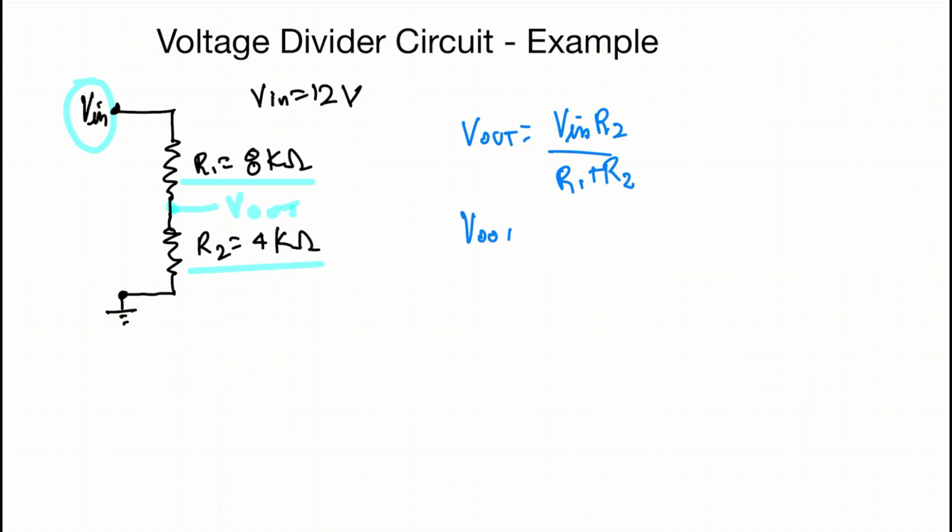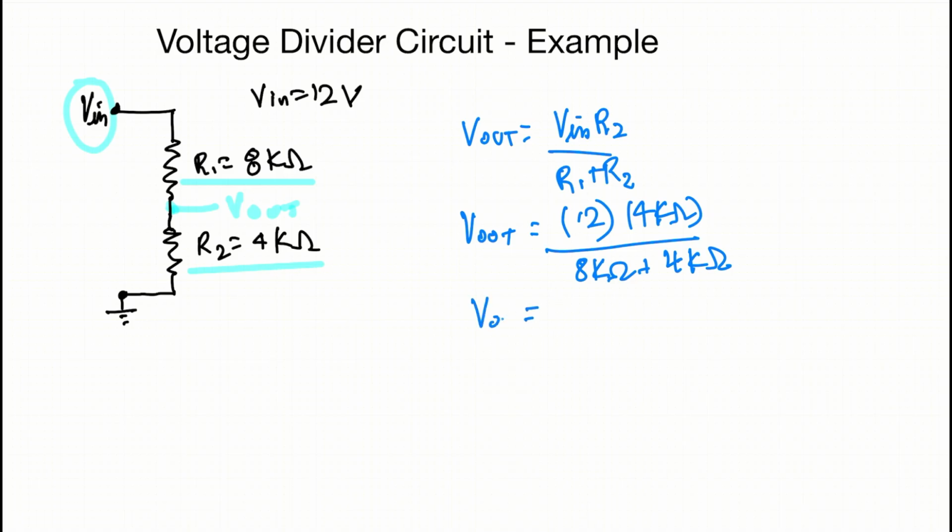Now our 12 volts is our input voltage. R2 is 4 k ohms. R1 is 8 k ohms. R2 again is 4 k ohms. So the 1,000 ohms all cancel out. So what we're left with is V out is equal to 12 times 4 over 12. So now the 12s are just going to cancel. So that's equal to 4 volts.